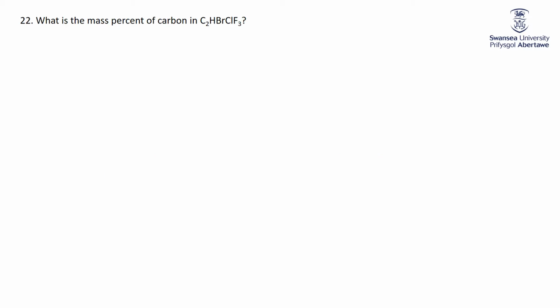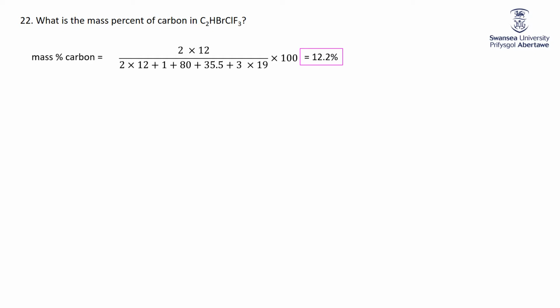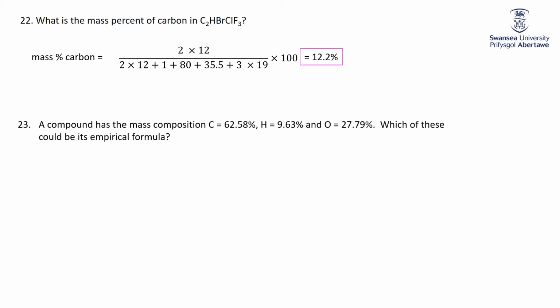First question, straightforward question, but to emphasize where most of the empirical formula calculations come from, and that is the relationship between the mass percent of a given type of atom in a formula. So we got the whole formula, C2HBrClF3. What's the mass percent of carbon? Well, we've got 2 carbons, so 2 times 12 over the whole mass, so that's 2 carbons and a hydrogen and a bromine and a chlorine and 3 fluorines, as its percent times 100. 12.2%.